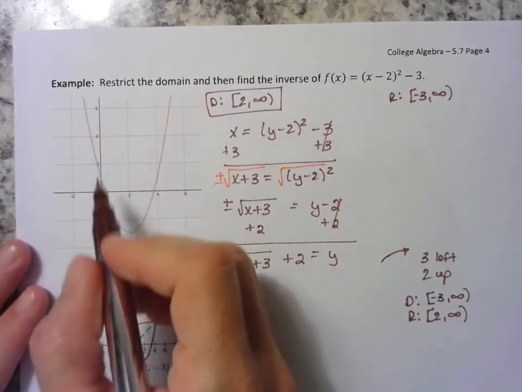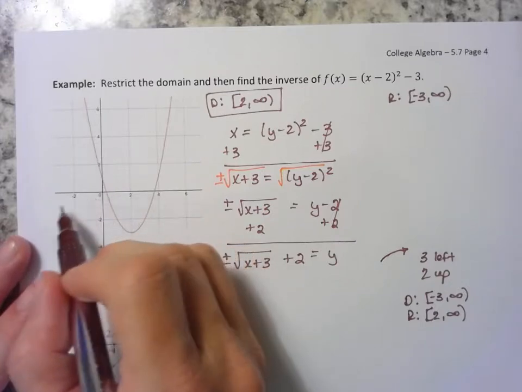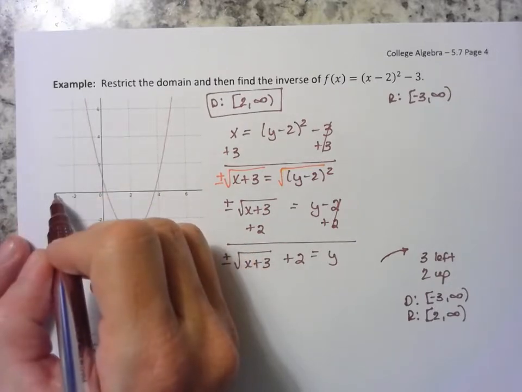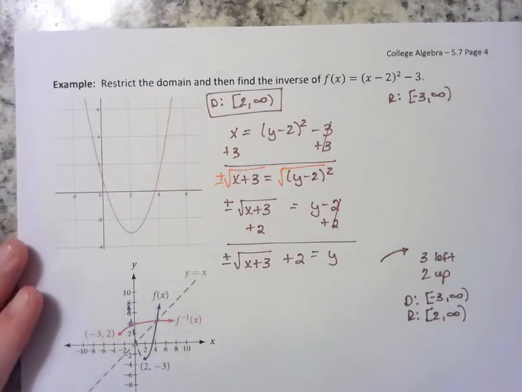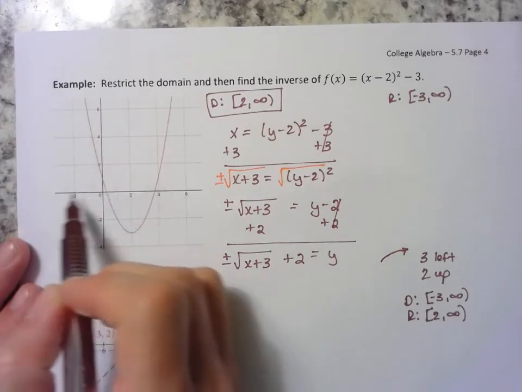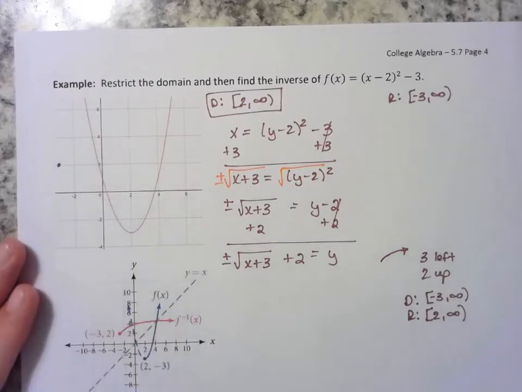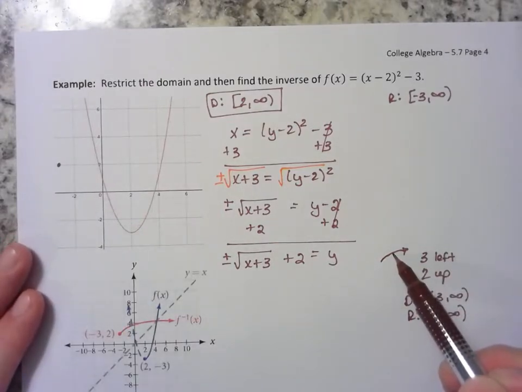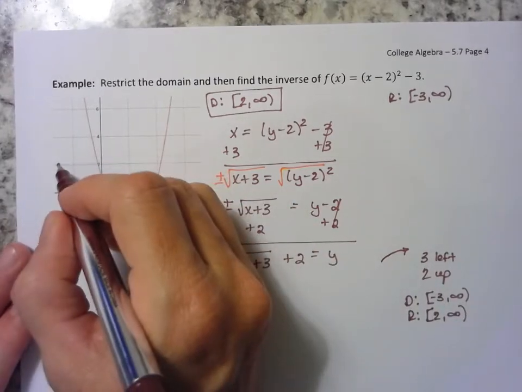So if we start at -3, we're about here-ish, -3, and it's going to go to infinity, so starting here and going this way, but the range is starting up here at 2. Our graph starts about here. It's this shape. It goes to the right forever and up forever. So it goes something like that.